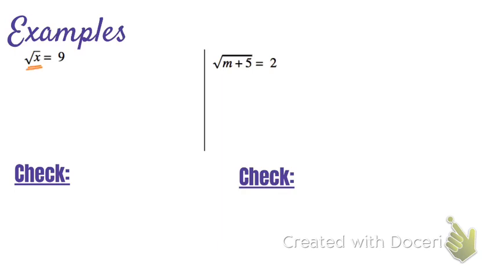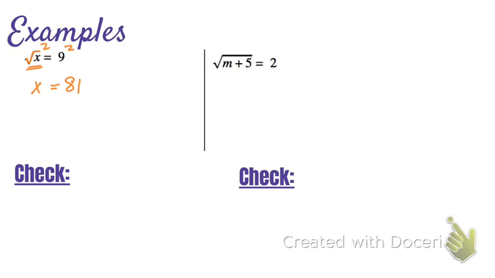So I have the square root of x equals 9. To undo the square root, I'm just going to square it. And if I square this side, I also need to square the right side as well. So all this does is take away that square root symbol. So I get 9 squared is 81. X equals 81.